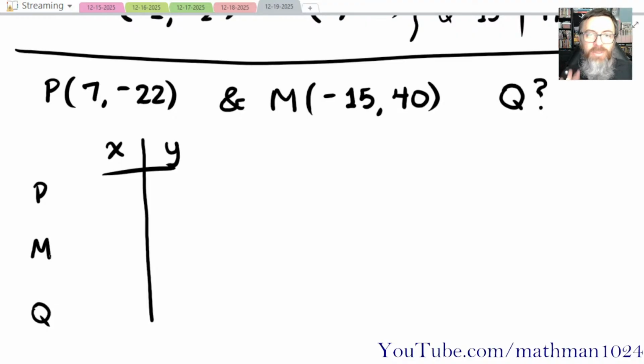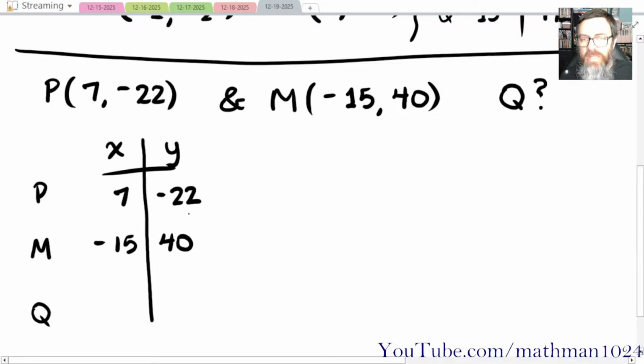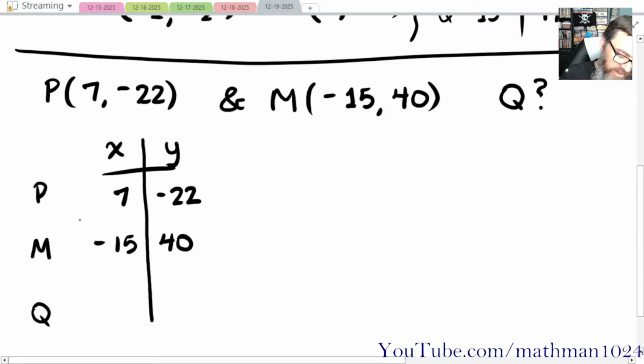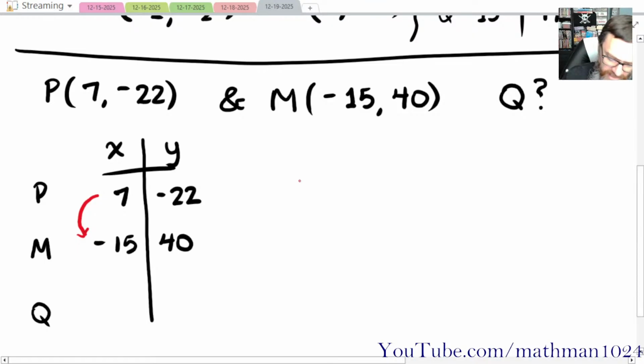So the midpoint has to always go in the middle. So -15 and 40 goes in the middle. One of my endpoints is going to be 7, negative 22, and I want to find out what are the coordinates for my other endpoint. Well, just like we had above, let's see how far we had to go just to get to the halfway mark. So to go from 7 to negative 15, you're at positive 7, and then you end up at negative 15. So think about how far away that is. And if you struggle with that, draw a number line just to get a sense of where you are.